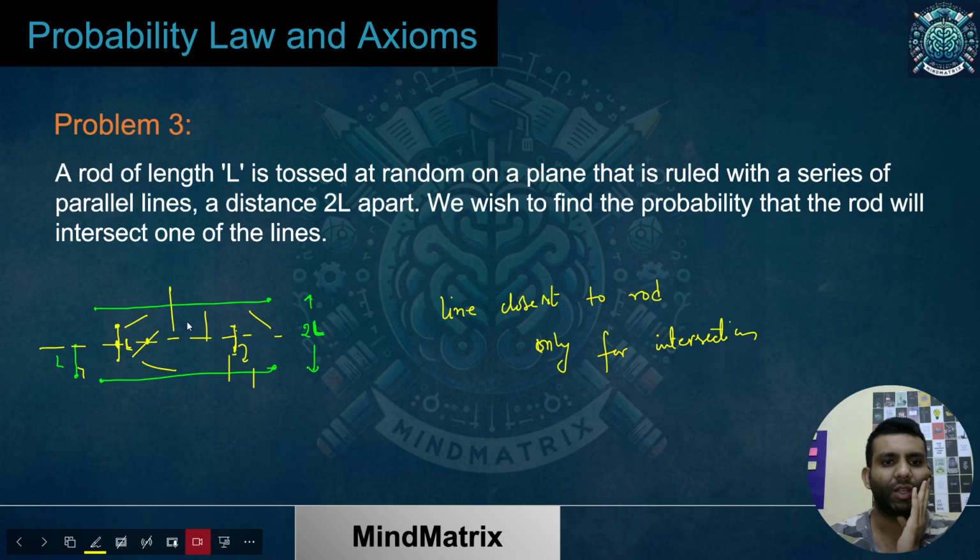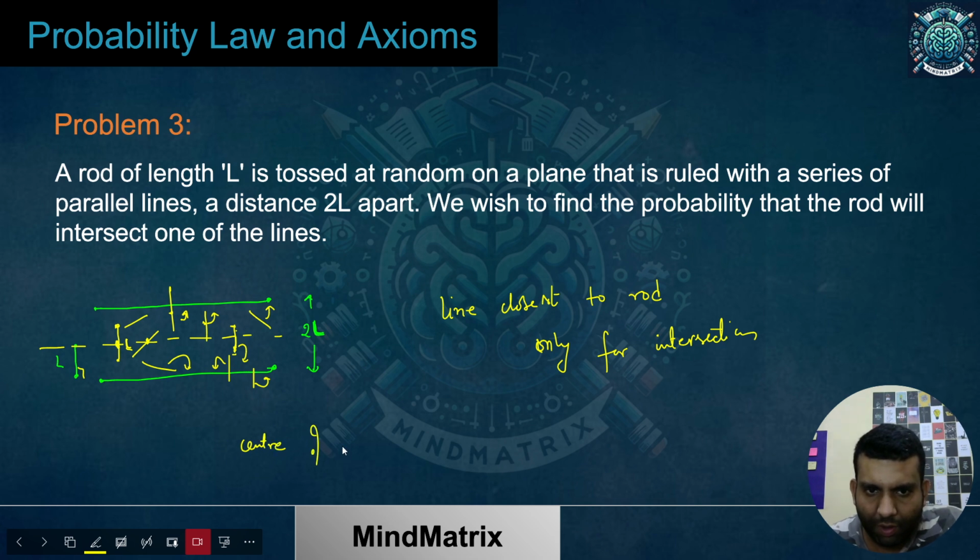Similarly for this one, I'll be considering only this line for the intersection. Because this is closest, I'll talk about this line, and for this, this line. How do I decide that? Simple, just talk about the center of my rod. Whichever line it is closest to, I'll talk about that only, because for the other the probability would be 0.